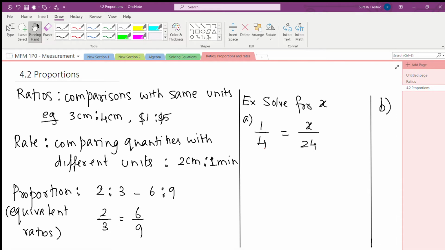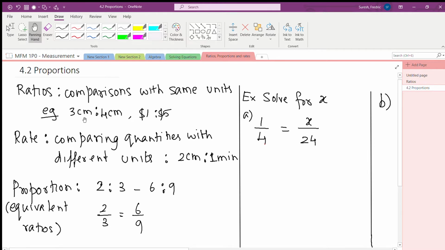So ratios are when you compare two quantities and both have the same unit, 3 centimeters, 4 centimeters, or $1 to $5. For example, you could be comparing a chocolate bar that is $1 to another chocolate bar that is $5. Or you could be comparing two lengths of, say, erasers, 3 centimeters to 4 centimeters. We know that one of them is a ratio 1 to 5. The other one is the same as ratio 3 to 4.